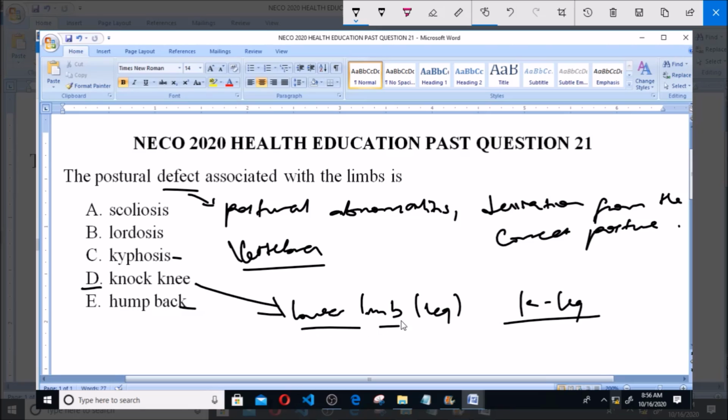And since the question is asking us for the postural defect associated with the limbs, we can therefore say knock-knee is the answer to this question, because the other options are actually associated with the backbone or the vertebra. So the answer to this question is option D, knock-knee.